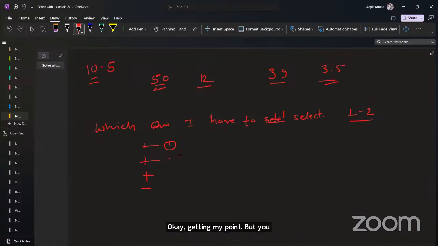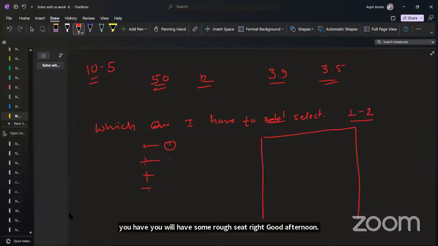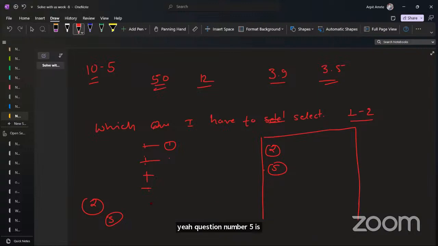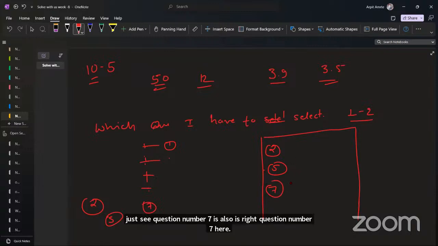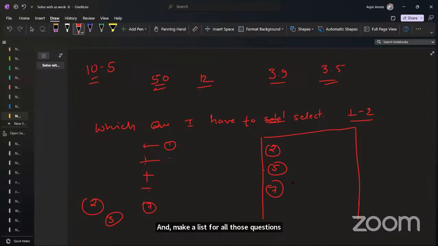What you need to do is, you will have some rough sheet, right? You are going through the questions and you see that question number 2 I can definitely solve. So write question number 2 here. Then you see question number 5 is easy, I can definitely solve it. Then write question number 5 here. Then question number 7 is also easy. Write question number 7 here. And make a list of all those questions. For those, you will not make any mistake. And then solve those questions first.